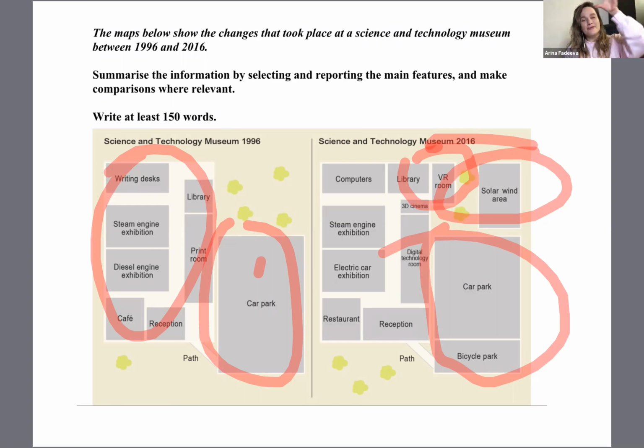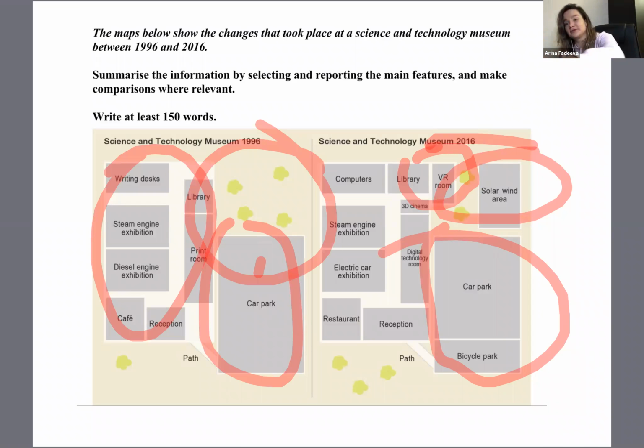Okay, so what you need to do is just to compare the biggest changes. Like something happened with the building, then something happened with the car park, something happened with this little park. There were 4 trees, and now there are only 2 because the rest are here. Yeah, you can write about the biggest changes and about something that has remained the same. So it's up to you.